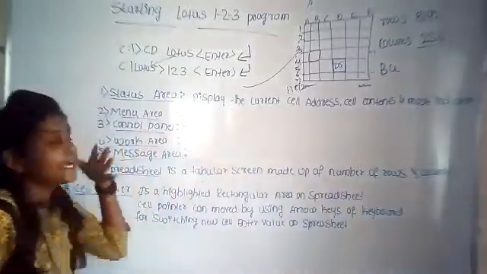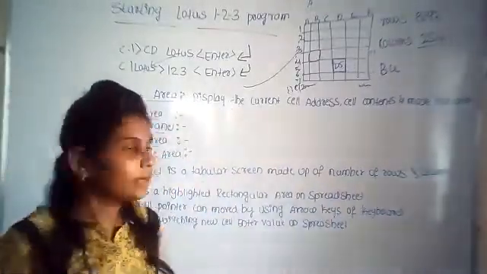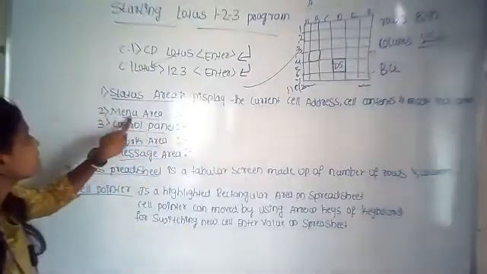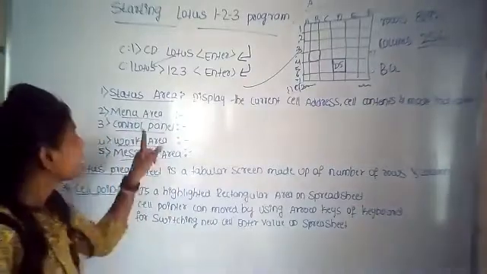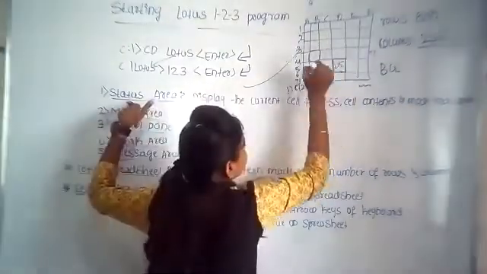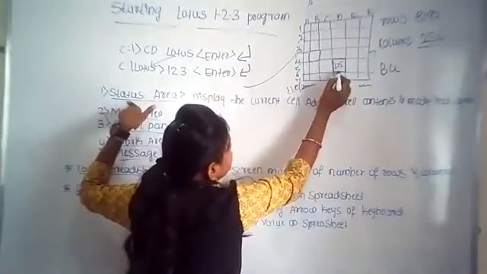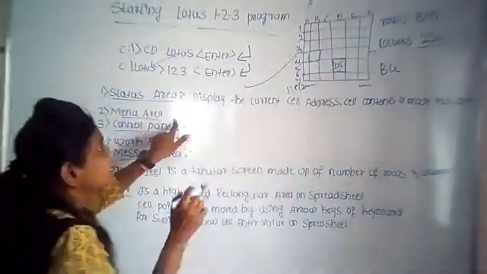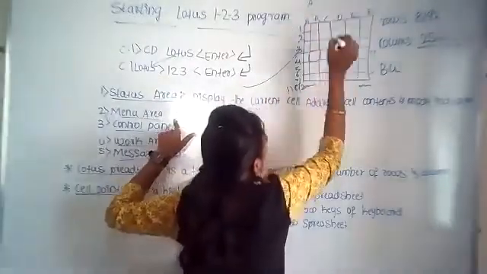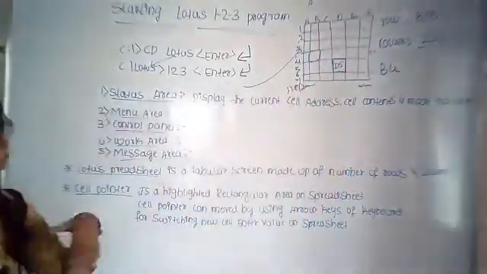Okay, next, control panel. What is a control panel? The status area plus menu area is called a control panel. Status area means what? This one is a status area, which shows the current address of the cell, plus menu area means menus. So the combination of this one and this one is called a control panel.